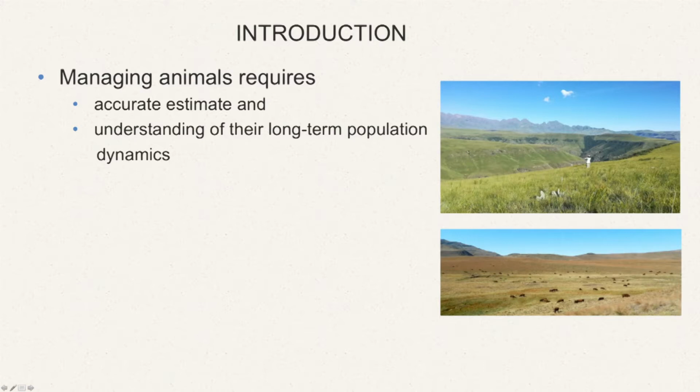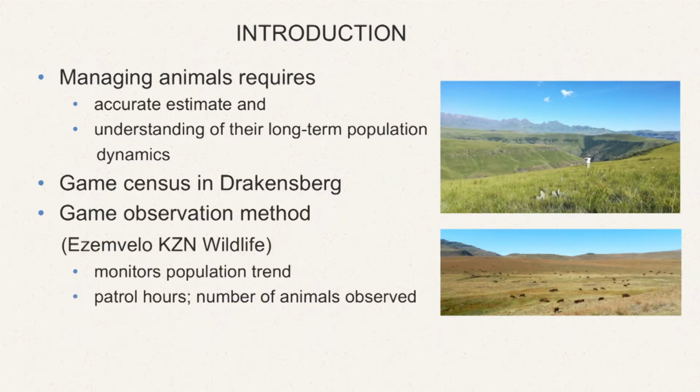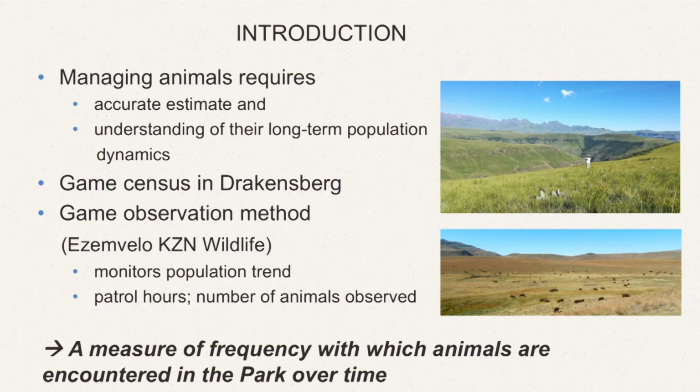However, estimating population size is extremely difficult, particularly undertaking game census in the Drakensberg because of the size and the terrain of the park. The game observation method is used within the park, conducted by Izimvelo KZN Wildlife, in order to monitor population trends of a number of animal species. This is done by ranger patrols who observe and count the number of animals observed during these patrols in order to obtain a measure of frequency with which animals are encountered in the park over time.